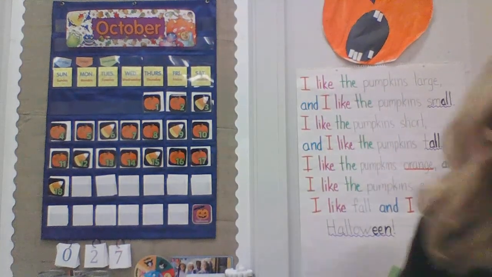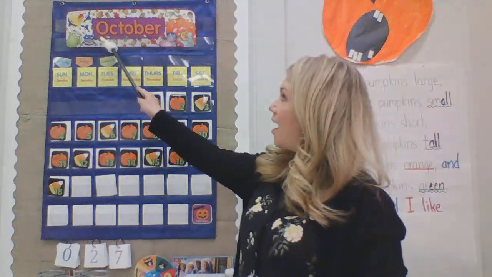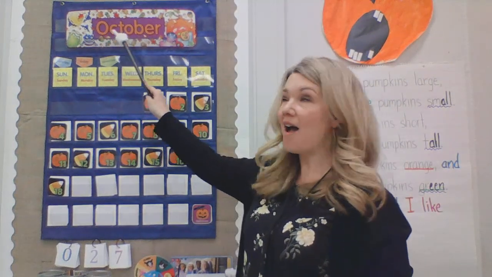We are in the month of October. Yes, let's say that together and clap to count how many syllables are in October. Ready? October, October, October. How many times did we clap when we said October? October. 3 times. Yes, so there are 3 syllables in the word October.